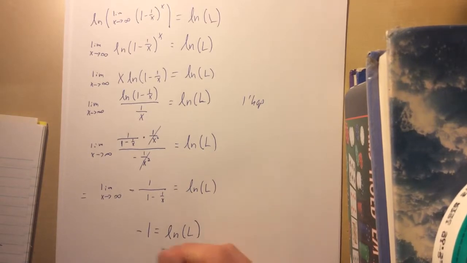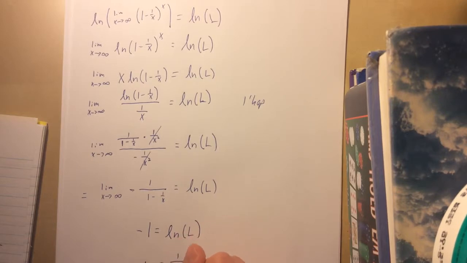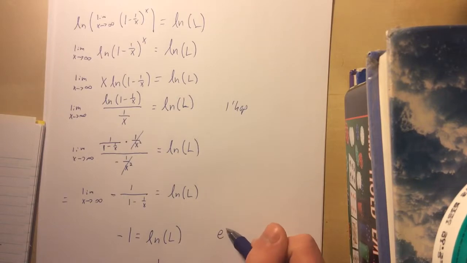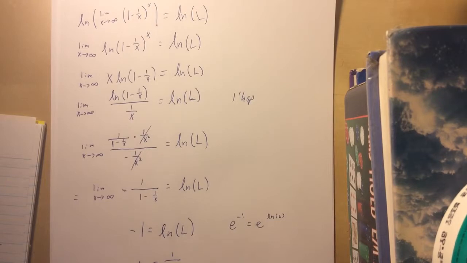And L is equal to 1 over e. You could just take e to both sides, and you'd get e to the negative 1 is equal to e to the natural log of L. Then this side turns into L, and e to the negative 1 is 1 over e.